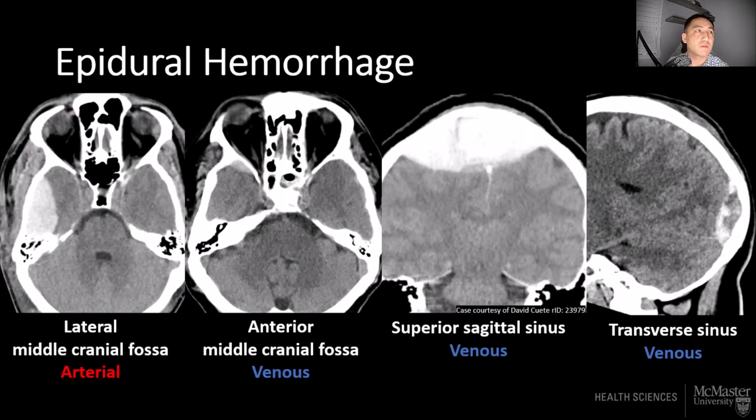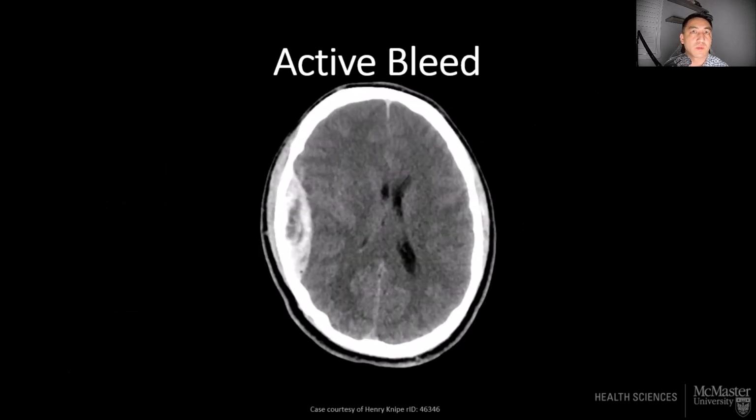Here are some examples. If we have an epidural hematoma in the lateral aspect of the middle cranial fossa, it's arterial and associated with, of course, a branch of the middle meningeal artery. If it's in the anterior aspect of the middle cranial fossa, it is venous and associated with injury to the sphenoparietal sinus. If it's in the vertex or the occipital region, they are also both venous and associated with injuries to the superior sagittal sinus and transverse sinus, respectively.